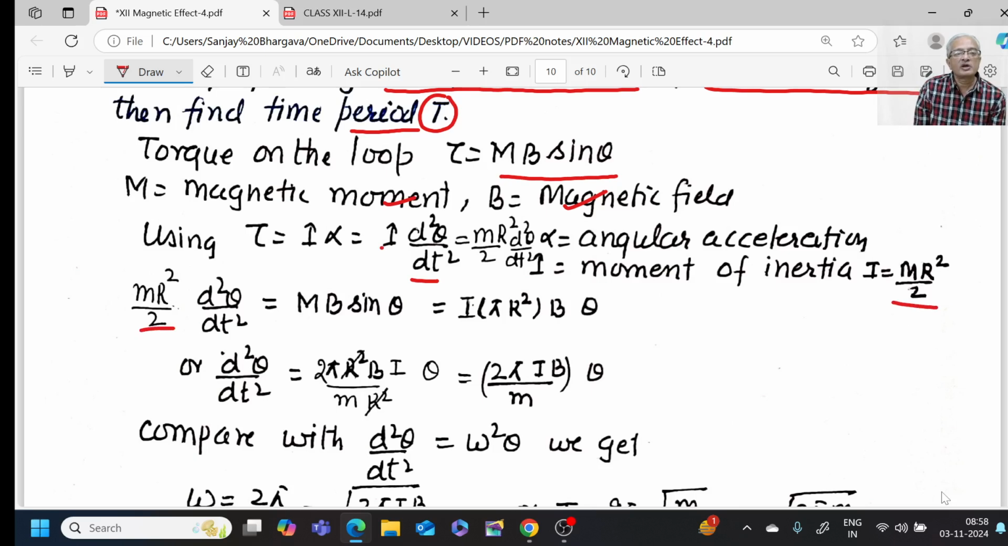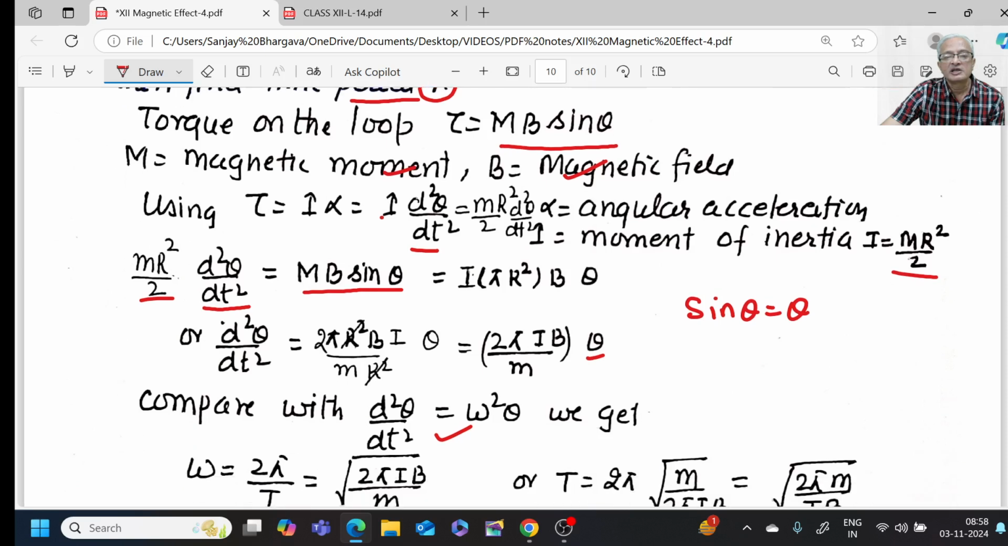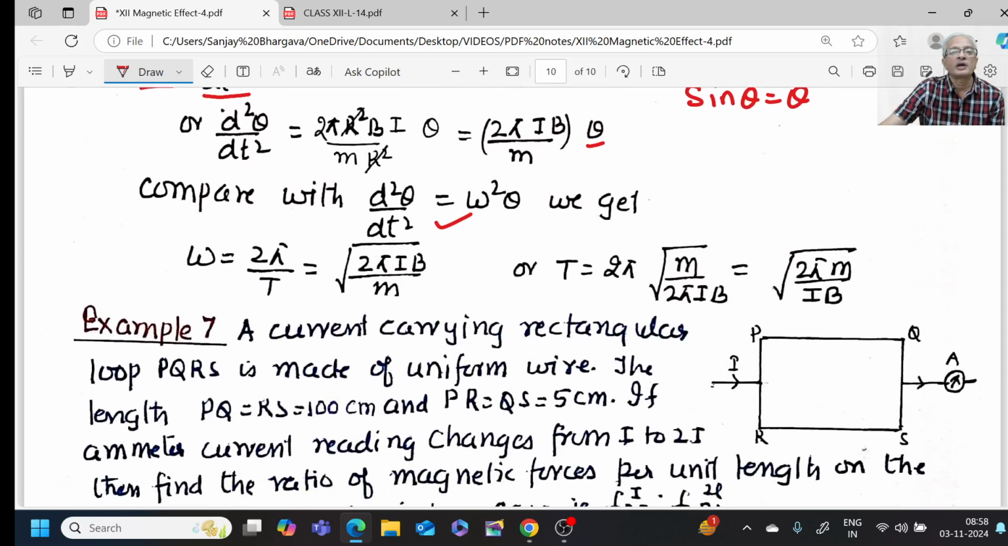So I can write mr square by 2 d2 theta by dt square must be equal to MB sin theta. If theta is small, then the approximation says sin theta is equal to theta. So the angular acceleration d2 theta by dt square can be written as 2 pi IB upon m into theta. Now you can compare with the general equation of SHM, which says d2 theta by dt square is equal to omega square theta. So what do I get? Omega, which is 2 pi upon T, must be equal to the square root of 2 pi IB upon m. So the time period is given by 2 pi root of m upon 2 pi IB.